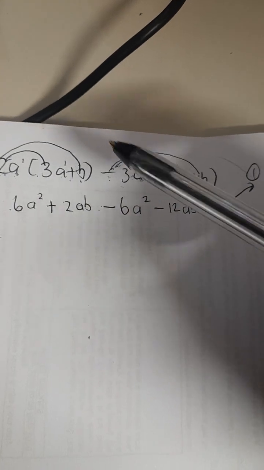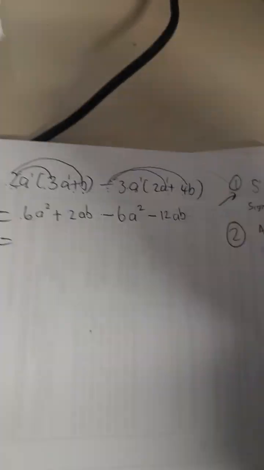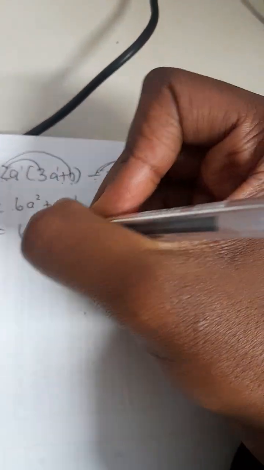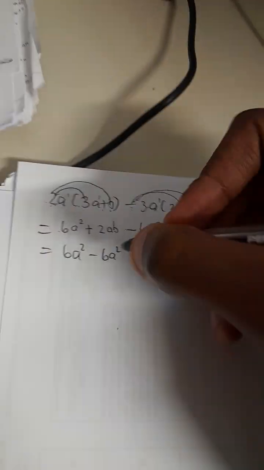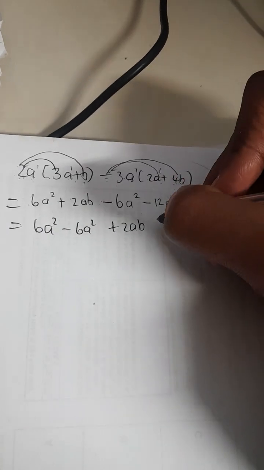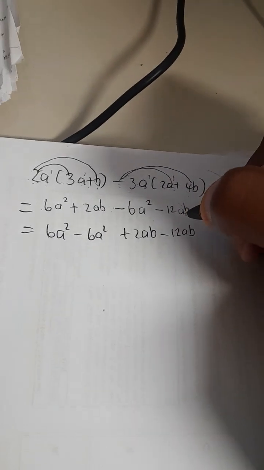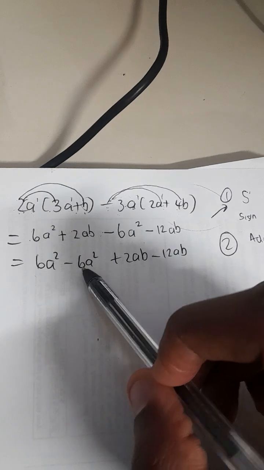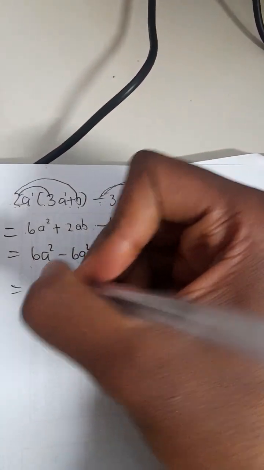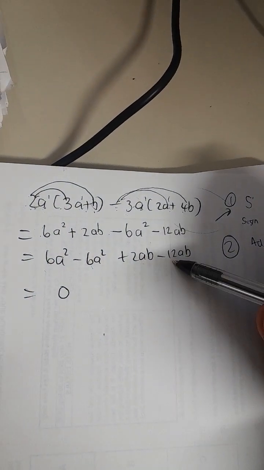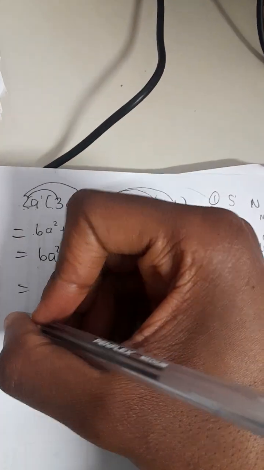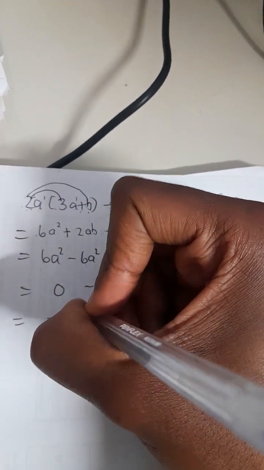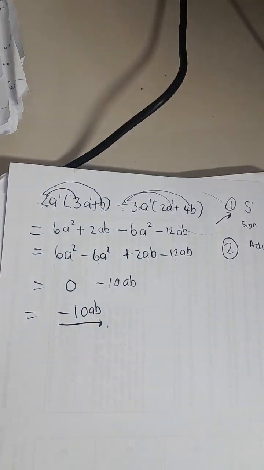For instance, 6a squared is a like term with minus 6a squared. So we bring those two terms together with their respective signs, which is very important. Then you say plus 2ab minus 12ab. 6a squared minus 6a squared gives us 0. Then 2ab minus 12ab gives us a negative 10ab. So the final answer is negative 10ab. Hope that makes perfect sense.